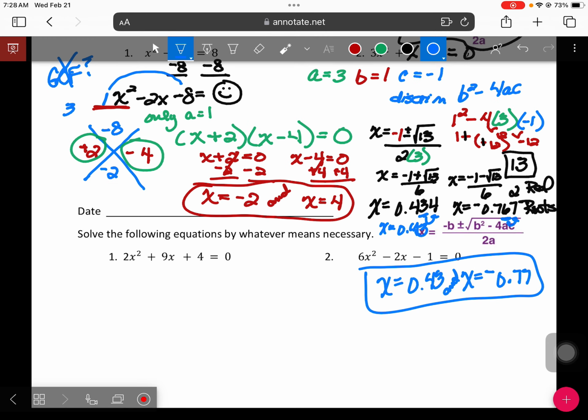Any questions on those two problems? So again, that first problem shows you don't have to use the quadratic formula all the time. You can use factoring. You just need to make sure it's in standard form and then see if it factors. If it doesn't factor, that's when you go to the quadratic formula.